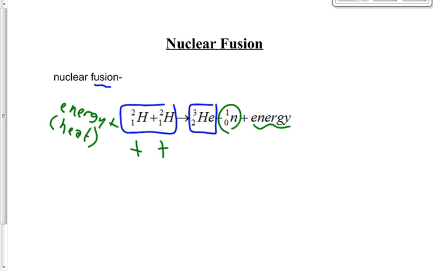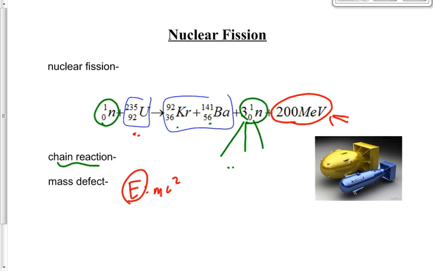Now, this can sustain itself in a chain reaction, just like the last one did, but not by the neutrons produced, but rather by the energy produced. Some of this energy goes into causing more of these hydrogen nuclei to come together. So it becomes self-sustaining by the energy it's generating, just like fission became self-sustaining by the neutrons it's generating.